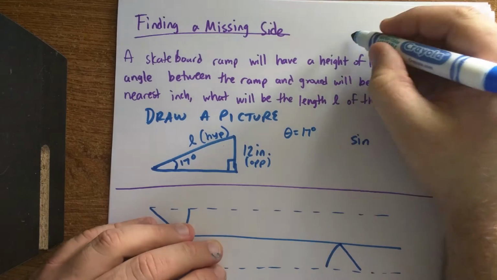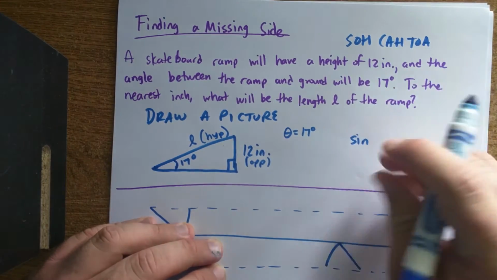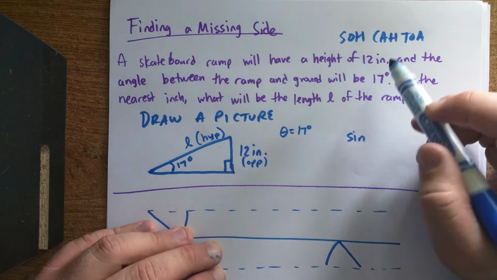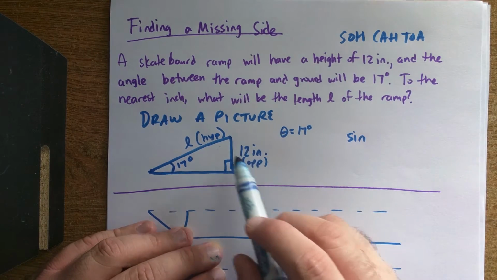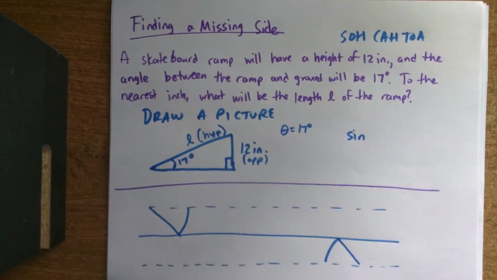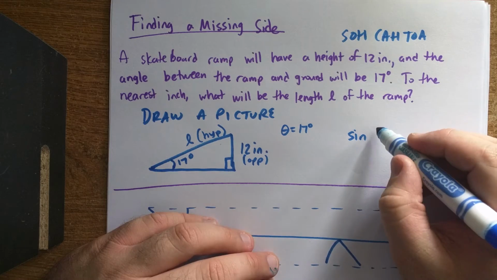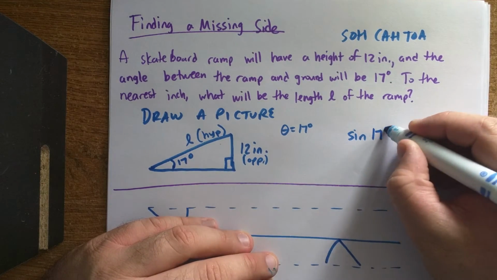Remember, SOHCAHTOA. One thing I encourage you to do is, when you're doing trig problems, probably always write this down as a reference. So if you look at sine, that has opposite over hypotenuse, and those are the two things that we have here. So what we're going to do is write sine, and normally we put theta here, but we know what theta is. So we're going to put 17 degrees where theta normally would go.